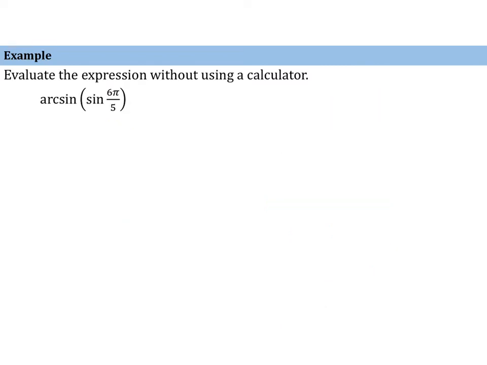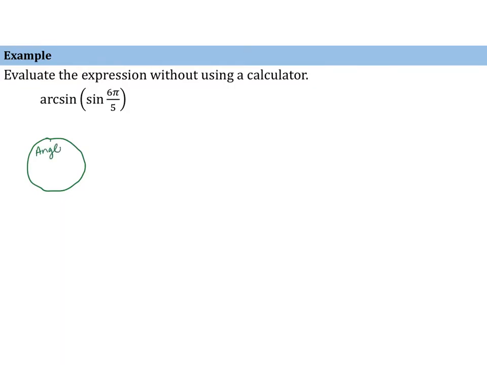Now let's look at a little twist on these things. Here we have 6 pi over 5 as our angle, and the question is, this is not one of our memorized angles that we know what sine is. So let's go ahead and take a look for a moment at our diagram one more time. So we have arc sine of 6 pi over 5.